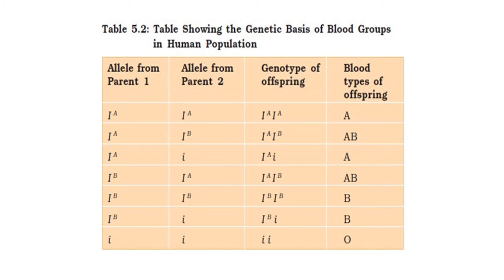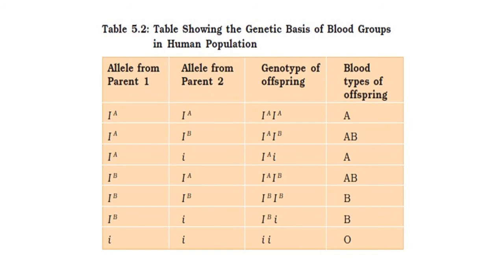Third example: one parent has capital IA and the other parent has small i. So the resulting offspring has the genotype capital IA and small i, and the blood group is A here. Why is it A blood group? Because small i is recessive, and the dominant capital IA is present and can express itself.